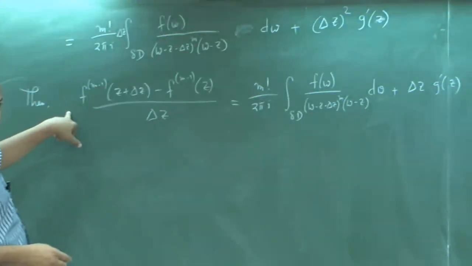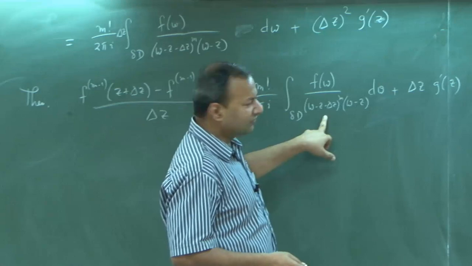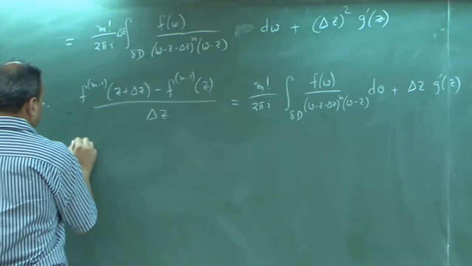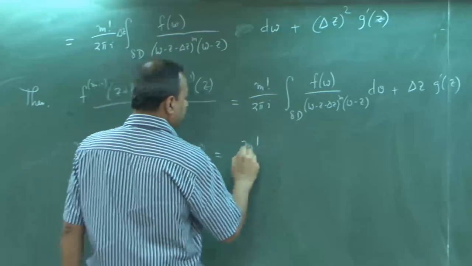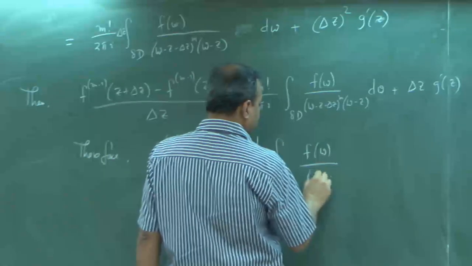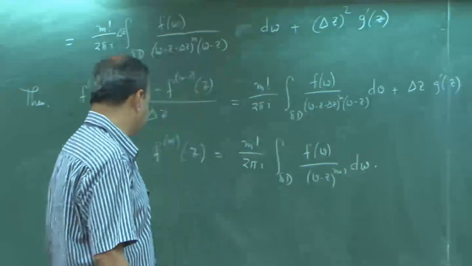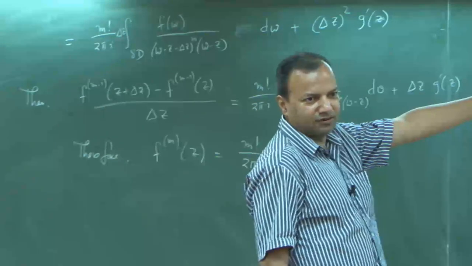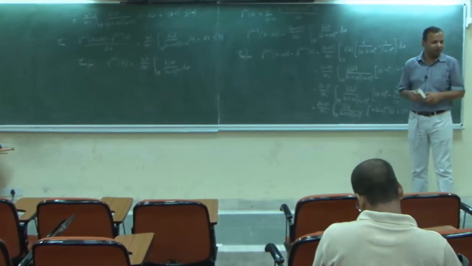As you take the limit delta z going to 0, this vanishes. And what happens to this? Again, delta z is independent of the integral. So as delta z goes to 0, you get f to the m of z is m factorial over 2 pi i, with this going to w minus z. It's pretty straightforward and it all follows directly from Cauchy's integral formula, which in turn follows almost immediately from Cauchy's theorem about the contour integral.